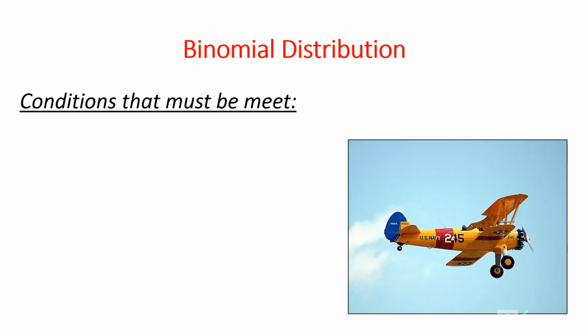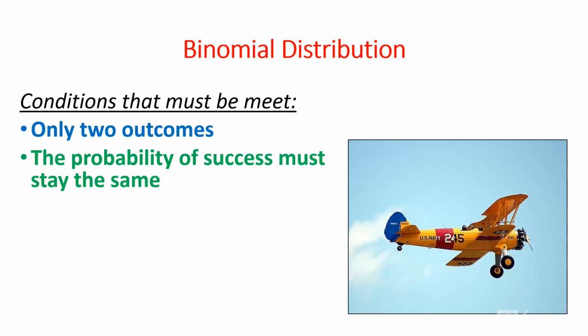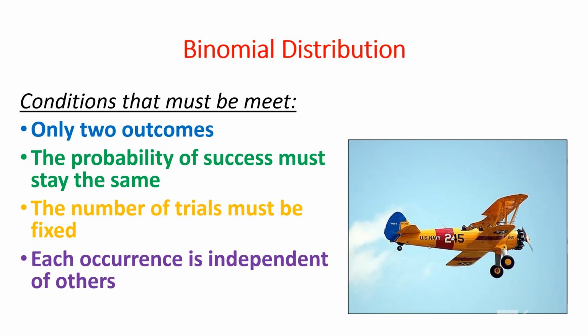Here are the conditions that must be met for binomial distribution. There's only two outcomes. The probability of success must stay the same. The number of trials must be fixed. And each occurrence is independent of others. We'll come back to these conditions really shortly.